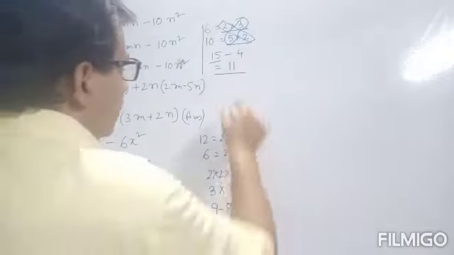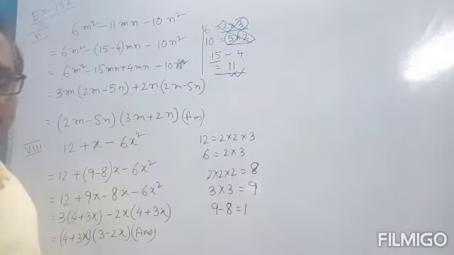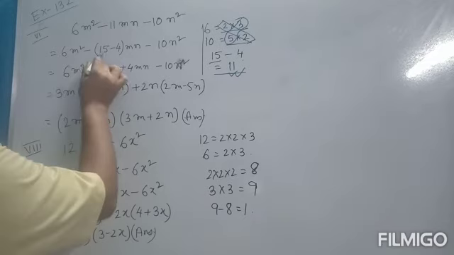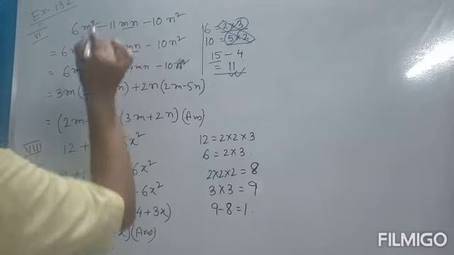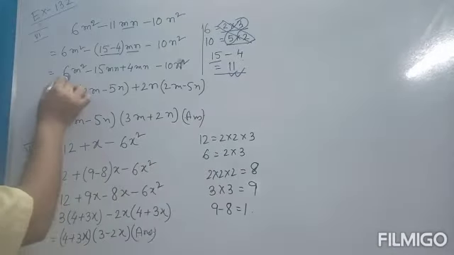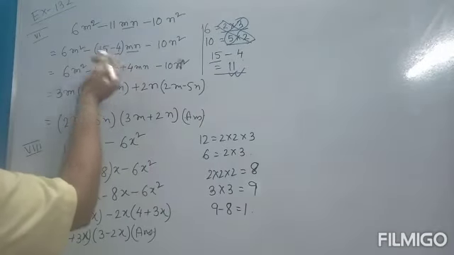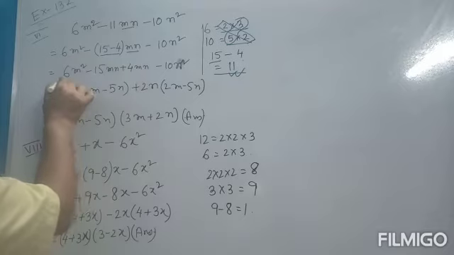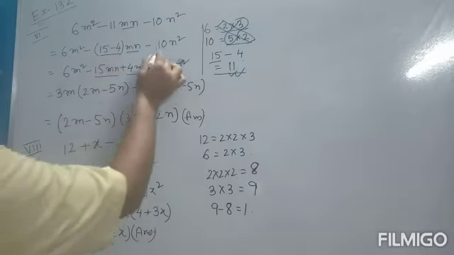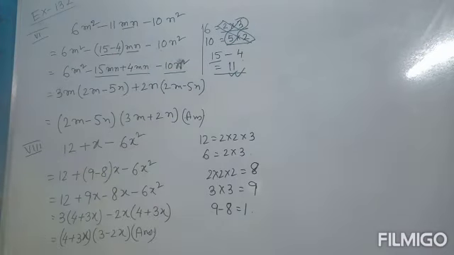15 minus 4 equals 11. So we write here 6m square minus 15 minus 4 into mn, this is 11, and this is minus 10n square. Again write, just open the bracket, 6m square minus 15mn plus 4mn minus 10n square.